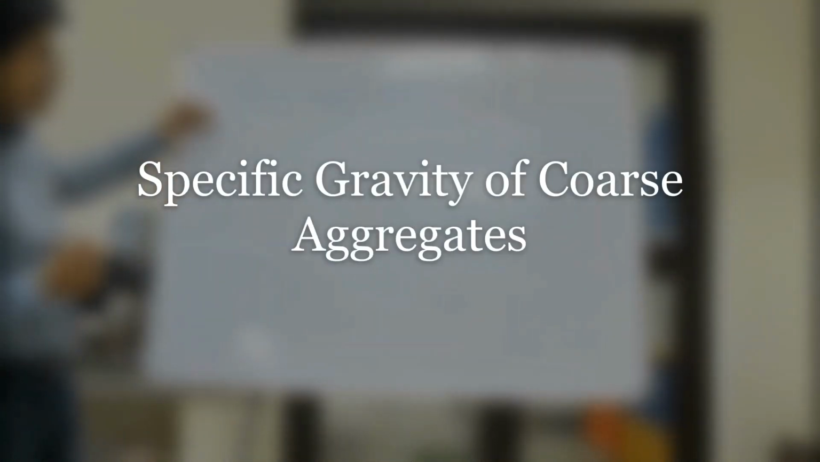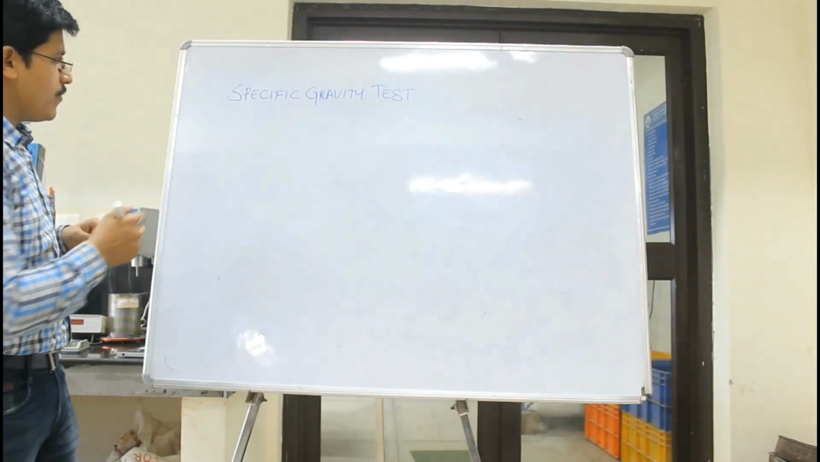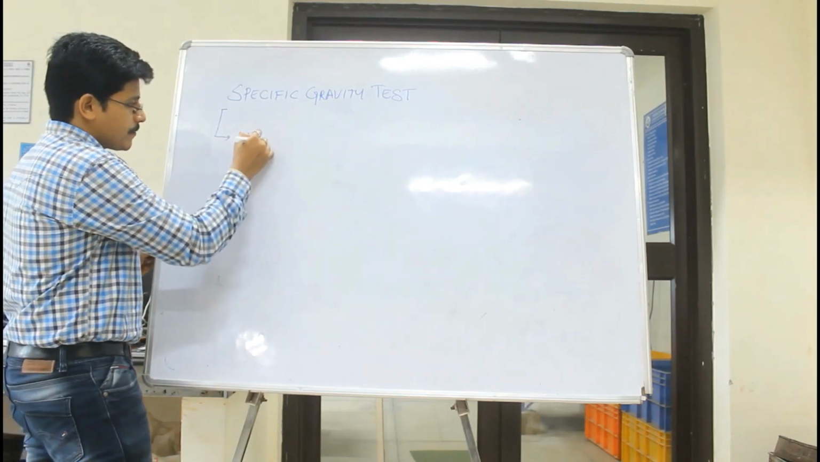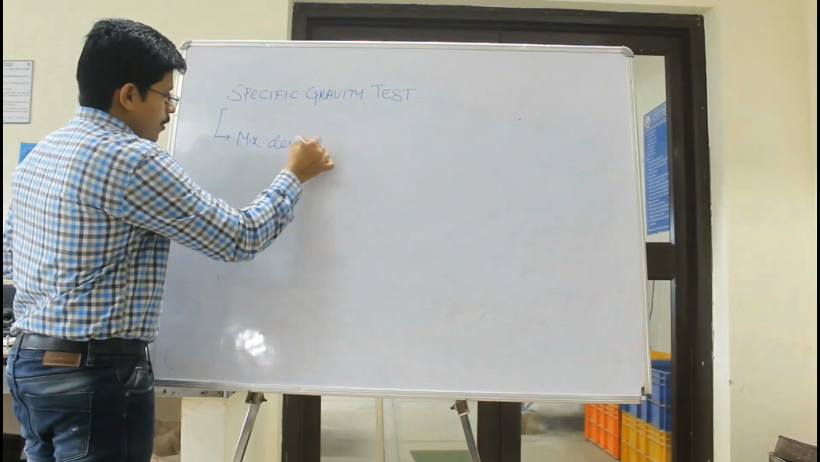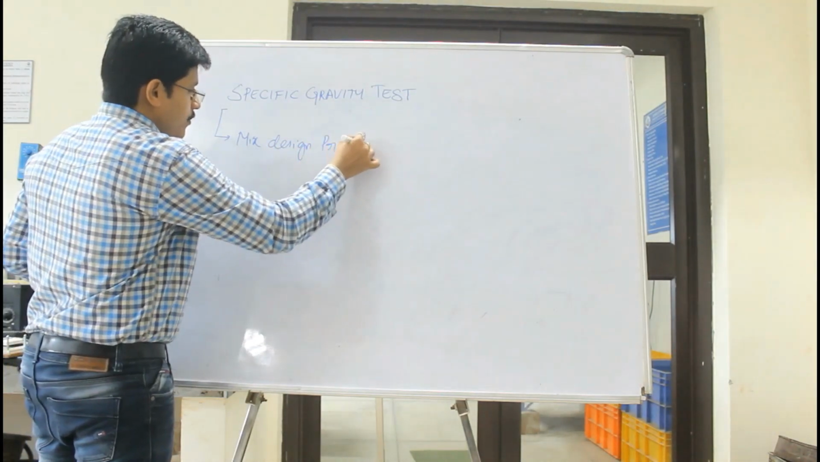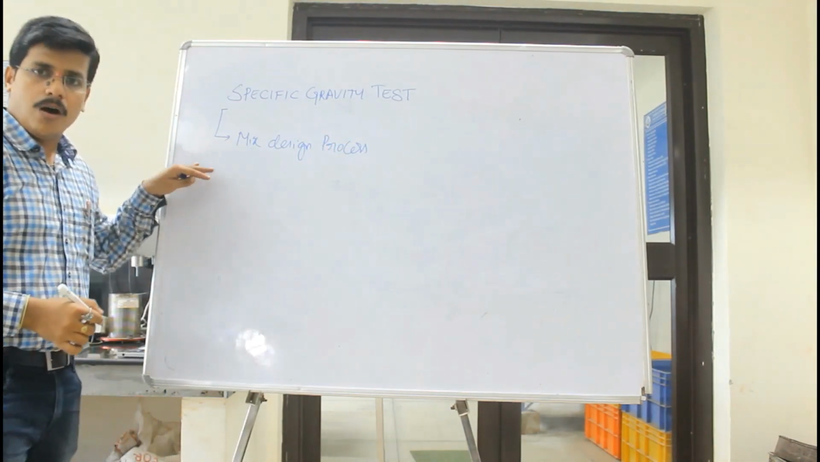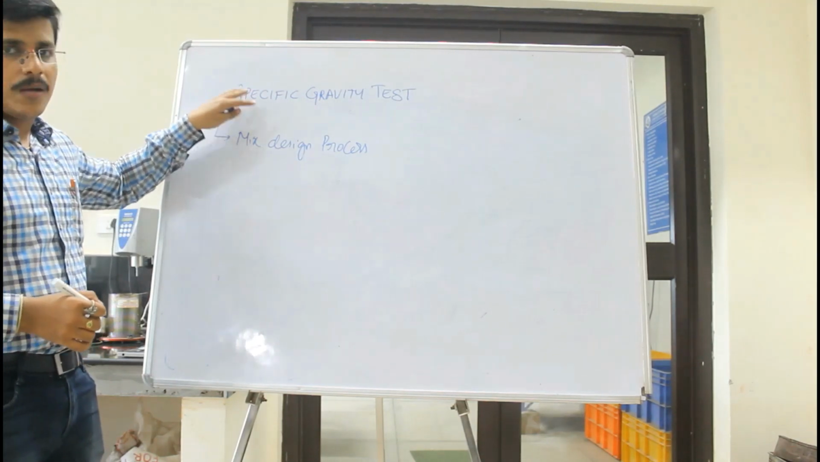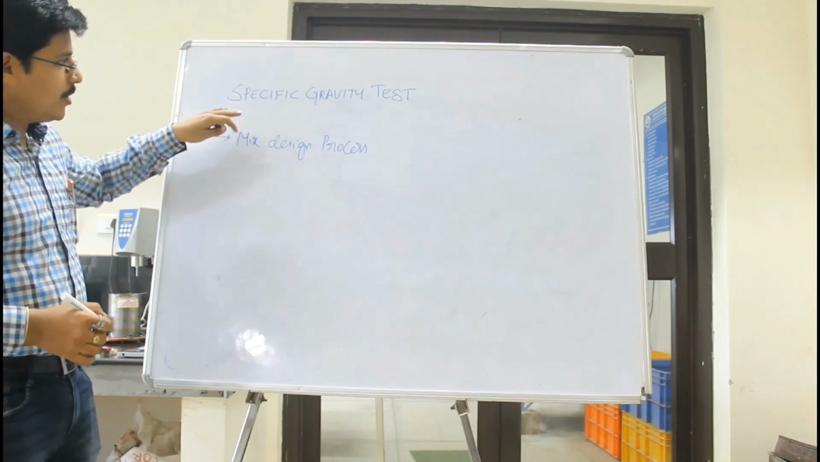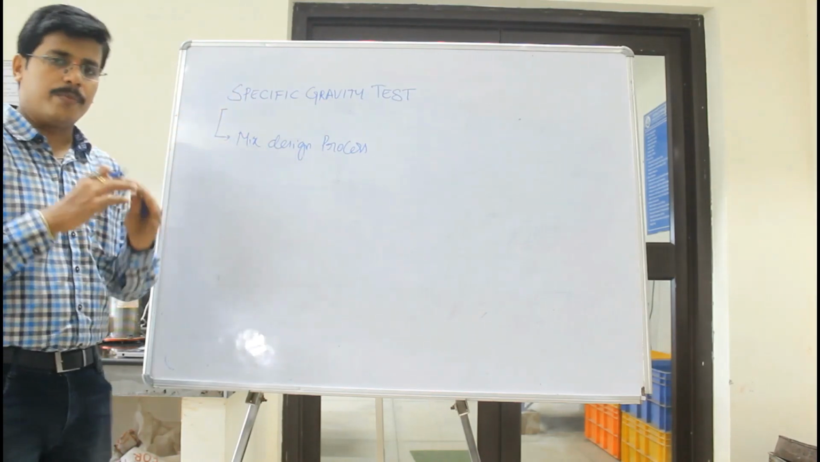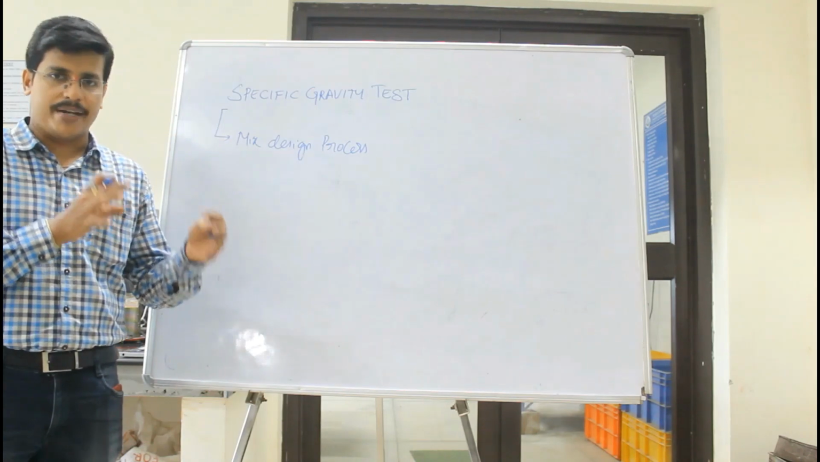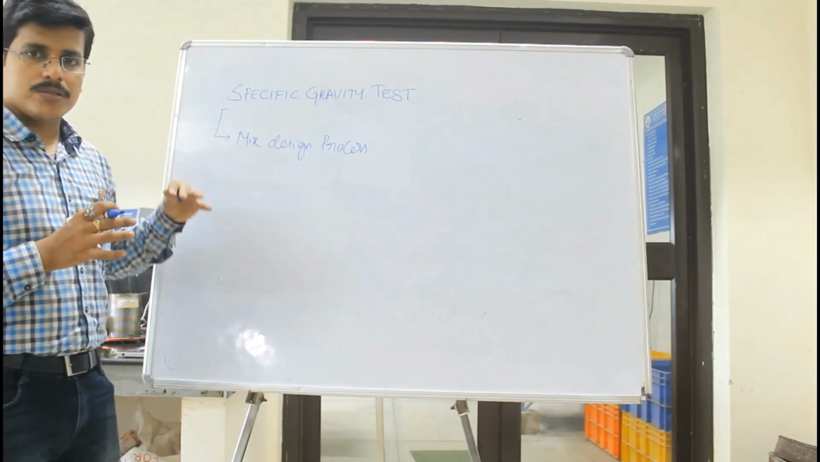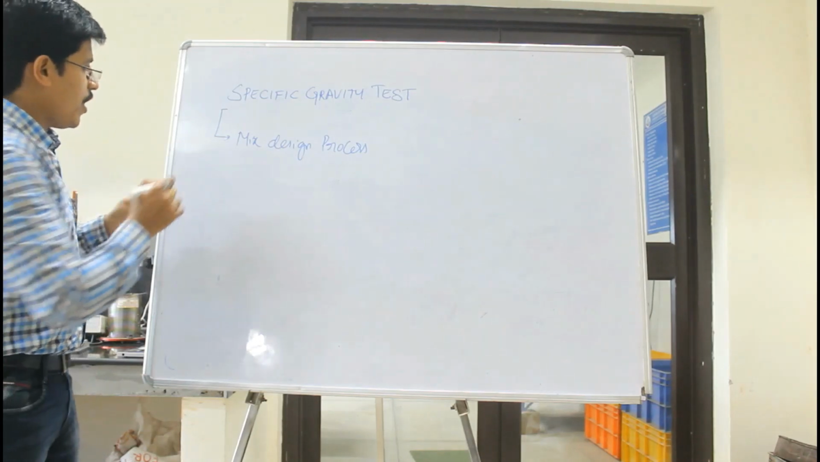So the next test is the specific gravity test. Specific gravity is a very important property in the mix design process. If you see either a bituminous mix design or a concrete mix design, you require the specific gravity of aggregates, cement, bitumen, or even admixture to determine the proportions of the materials that will be added in the mix. So specific gravity plays a very important role, so that you can produce a proper mix.